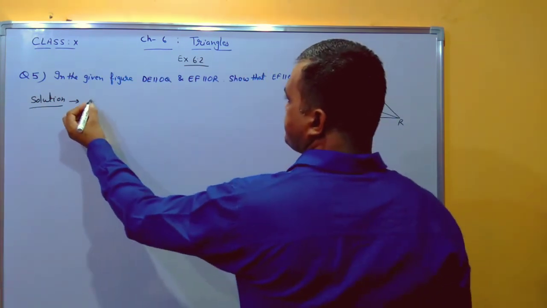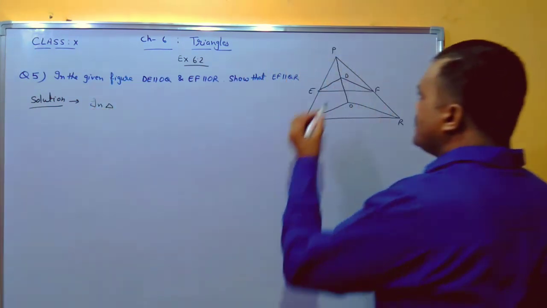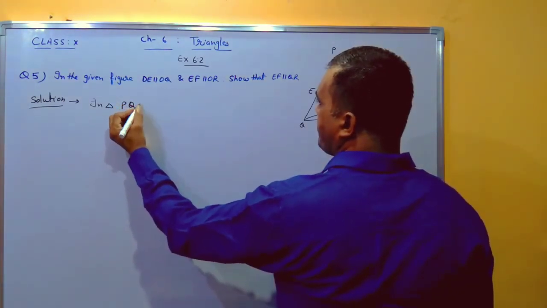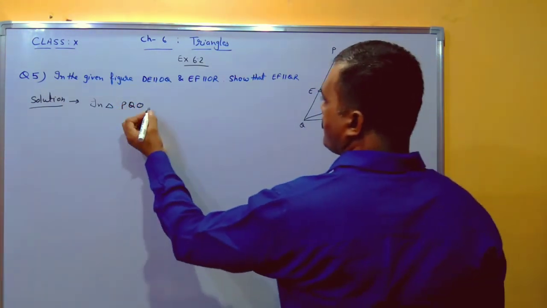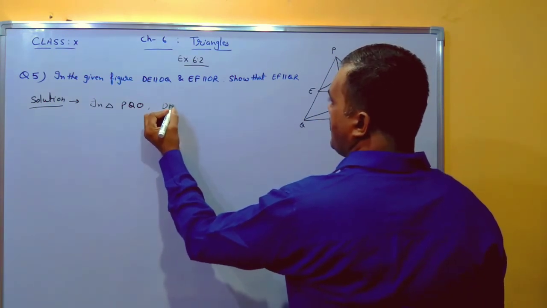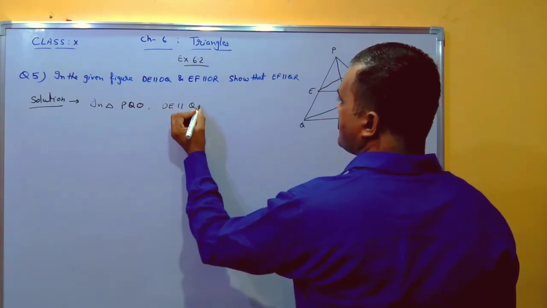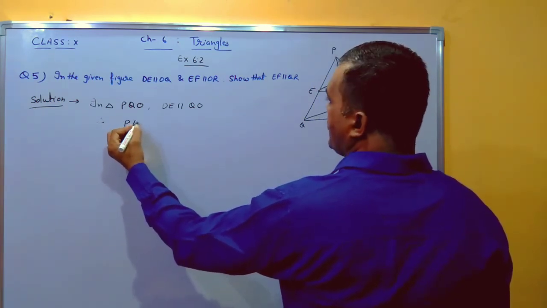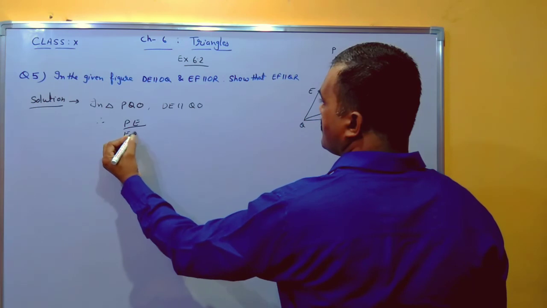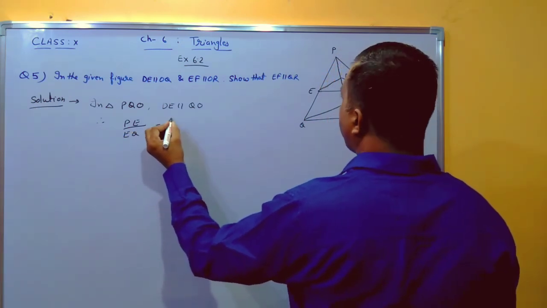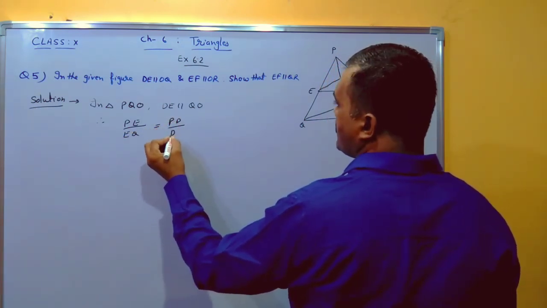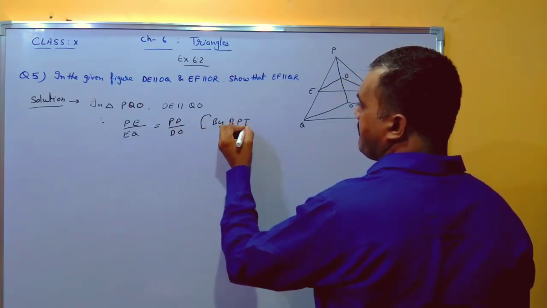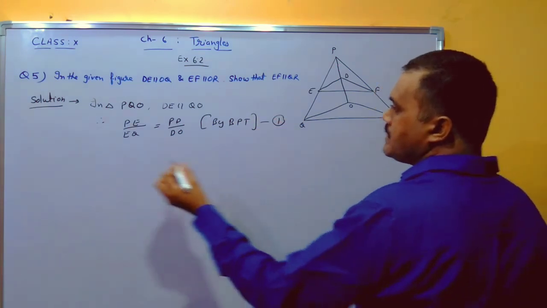Let us see how to do this. In triangle PQO we have DE parallel QO. Therefore PE upon EQ is equals to PD upon DO by BPT. Equation 1.